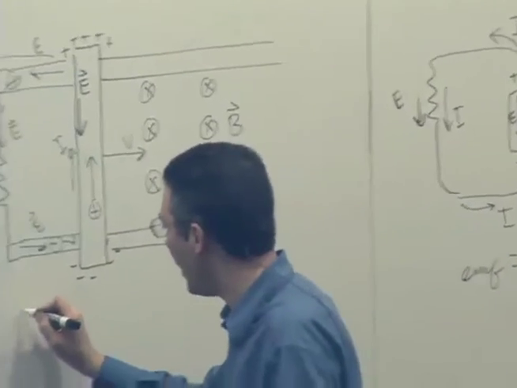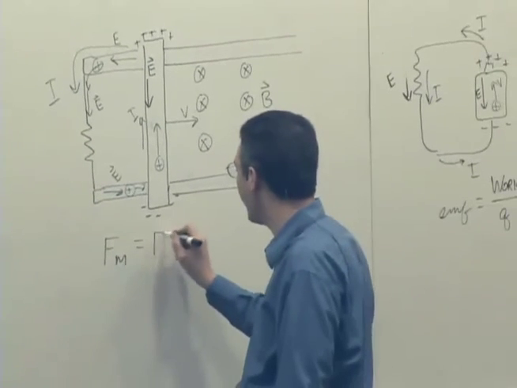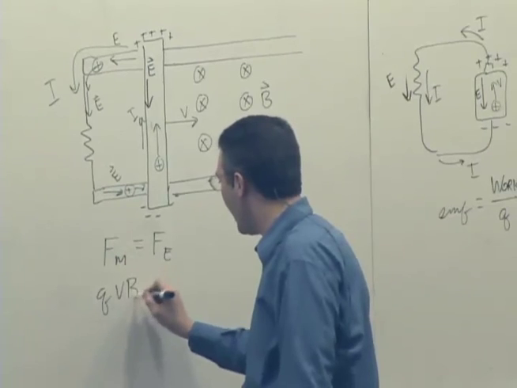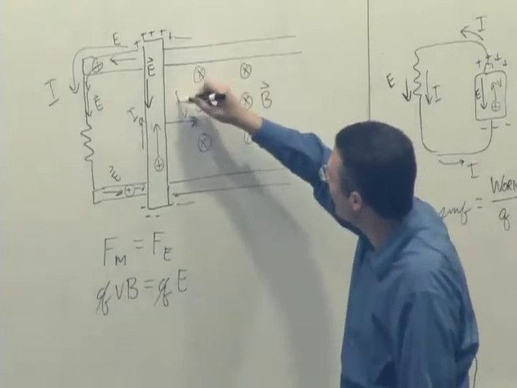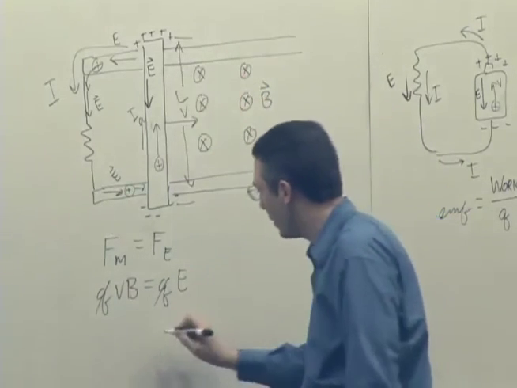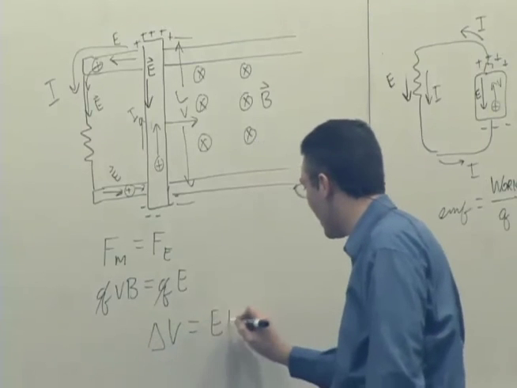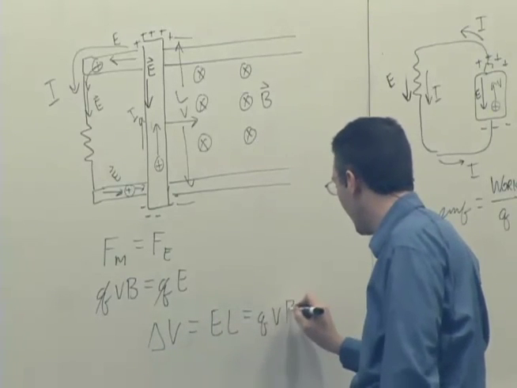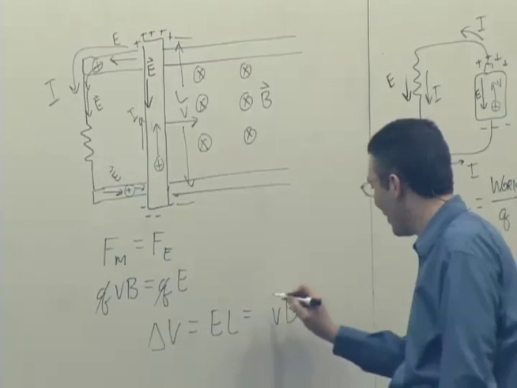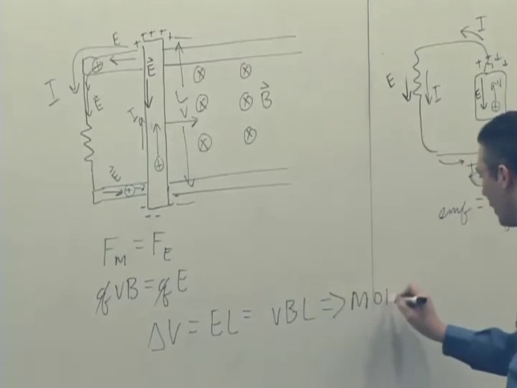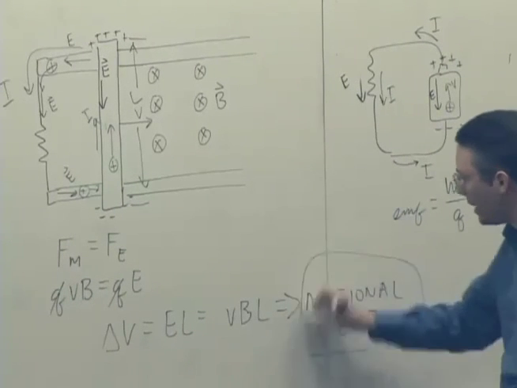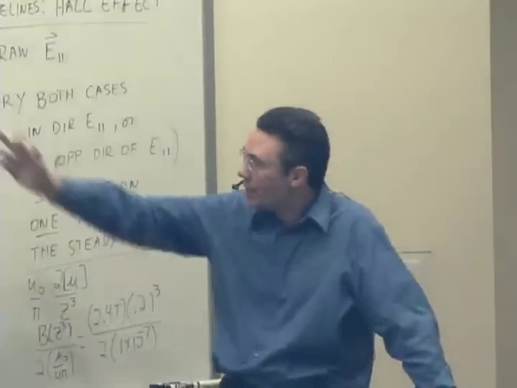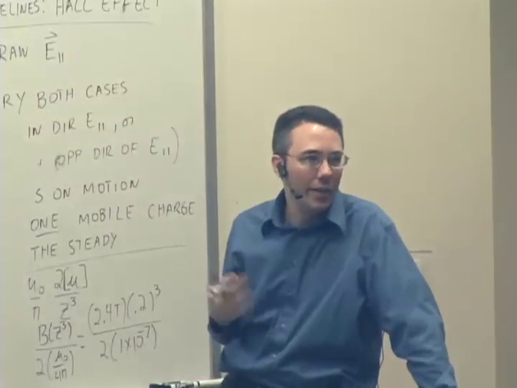So the magnetic force is essentially playing the role of an EMF, and we could even figure out what it is, because we say that the magnetic force is equal to the electric force. QVB again is equal to Q times E. Cancel that out. And then if we knew the length of this bar, we could figure out that potential difference and say that delta V is E times L, or V times B times L. This is called motional EMF, because essentially the magnetic field is creating a polarization which can drive a current, just like an EMF or a battery can drive a current in a circuit.